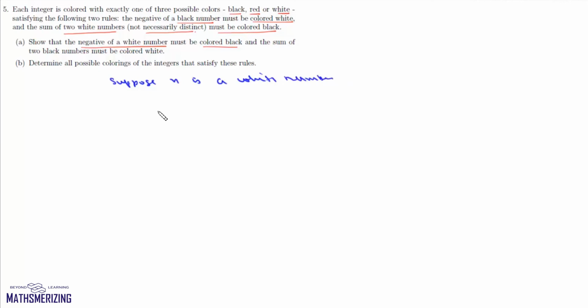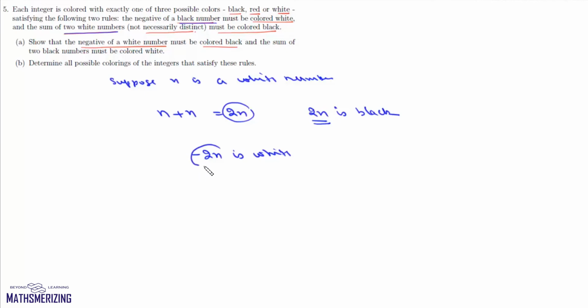Now, if we'll add n with n, then we can write n plus n, and it will be simply 2n. Now, the second rule says sum of two white numbers must be colored black. So, this 2n is black. Now, in the question it says negative of a black number must be white. So, we'll take negative of this number. So, we can say minus 2n. So, minus 2n, it will be a white number.